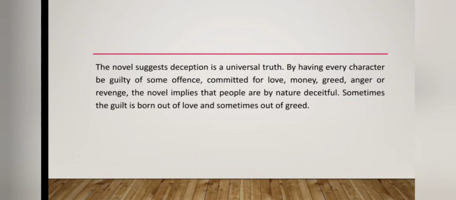The novel suggests deception is a universal truth. By having every character be guilty of some offense committed for love, money, greed, anger, or revenge, the novel implies that people are by nature deceitful. Sometimes the guilt is born out of love, sometimes the guilt is born out of greed.